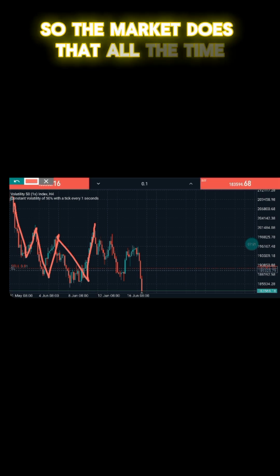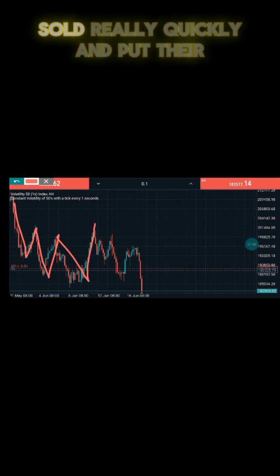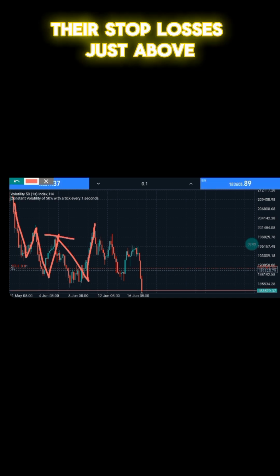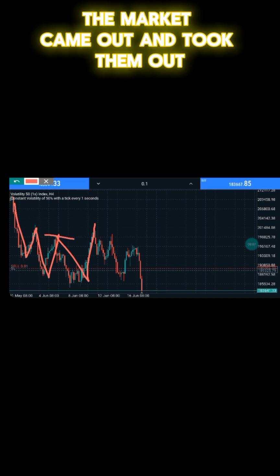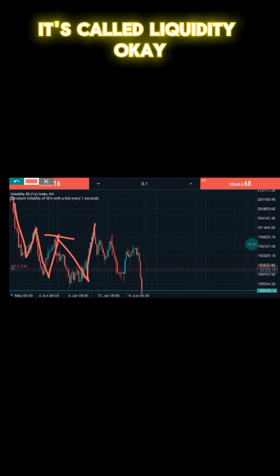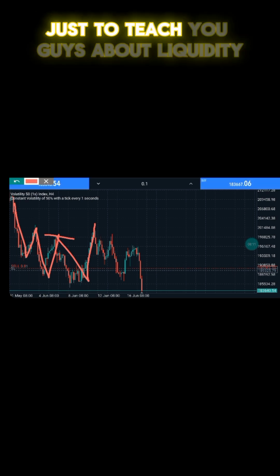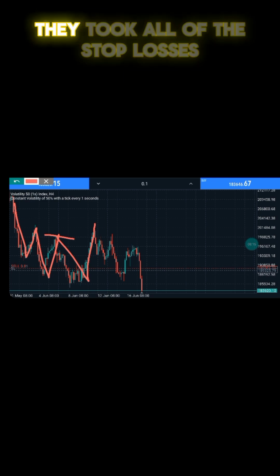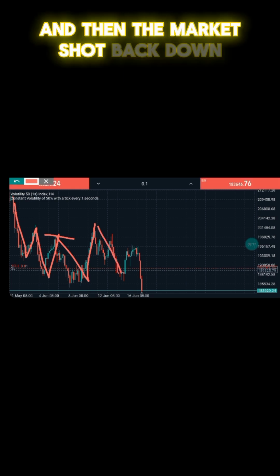The market does that all the time, because other people sold really quickly and put their stop losses just above that line over there. The market came and took them out. It's called liquidity. I'll make another video about that to teach you guys about liquidity. So they basically liquidated these people. They took out all those stop losses, and then the market shot back down.